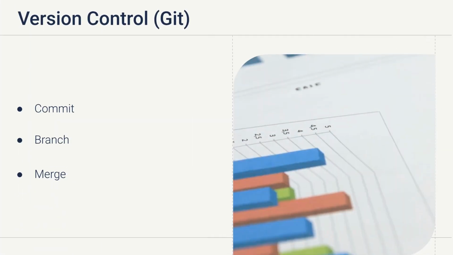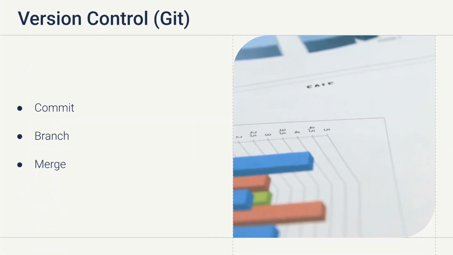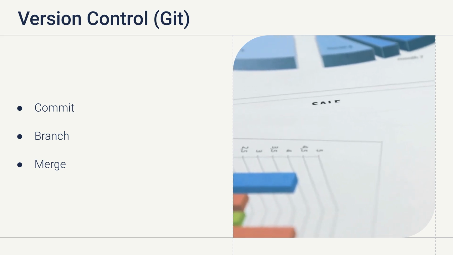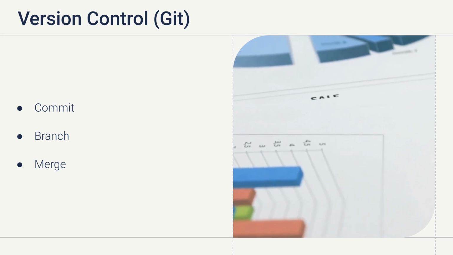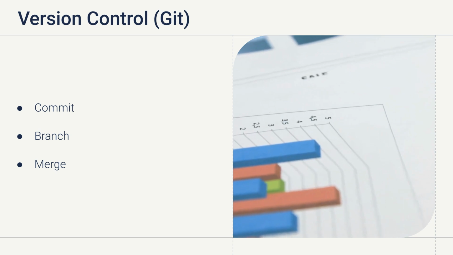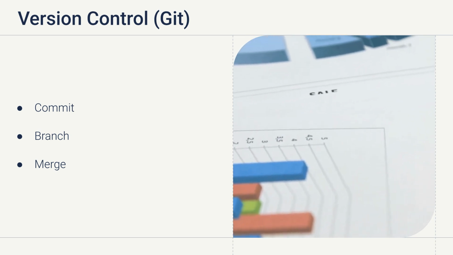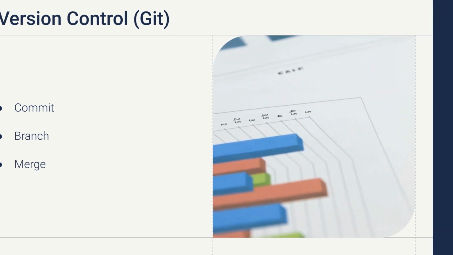For any collaborative project, version control, particularly Git, is indispensable. It allows multiple developers to work on the same codebase simultaneously, track changes, revert to previous versions, and manage different code branches without chaos. It's the backbone of modern software development.